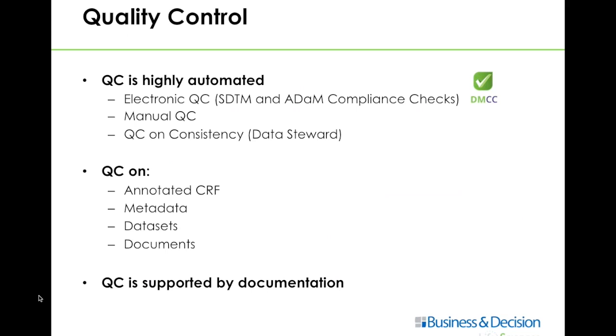Now, here at Business and Decision, we've highly automated our QC. So we have an electronic QC system called the Data Model Compliance Checker, which checks your data for SDTM and ADaM compliance. We also do a manual QC, as certain things cannot be QC'd electronically, and we do a QC on the consistency to ensure that all the studies within your submission are consistent. And all this QC is done on the annotated CRF, the metadata, datasets, and documents. And of course, it's supported by documentation, and you need to be able to prove that you did all of this.